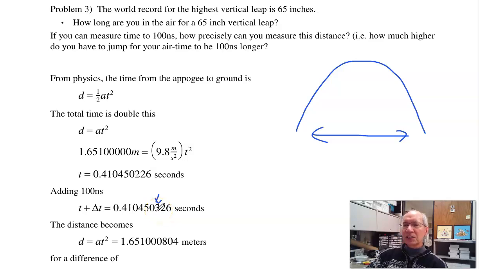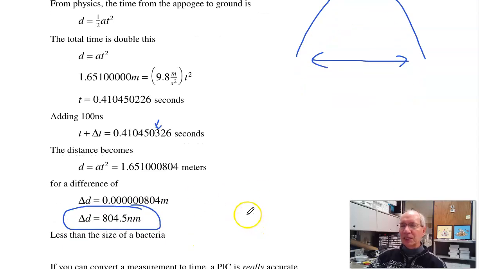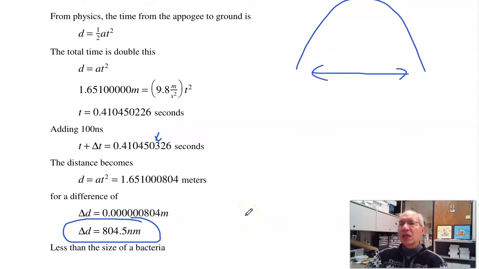The change in distance goes from 65 inches, which is 1.651 meters, to 1.6510008, or a difference of 804 nanometers, less than 1 micron, less than the size of a bacteria. That's a common theme in processors. If I can convert something to time, I can measure it really, really accurately. In this case, a PIC can measure how high you can jump with a resolution of 804 nanometers if I can measure the time that you're in the air.